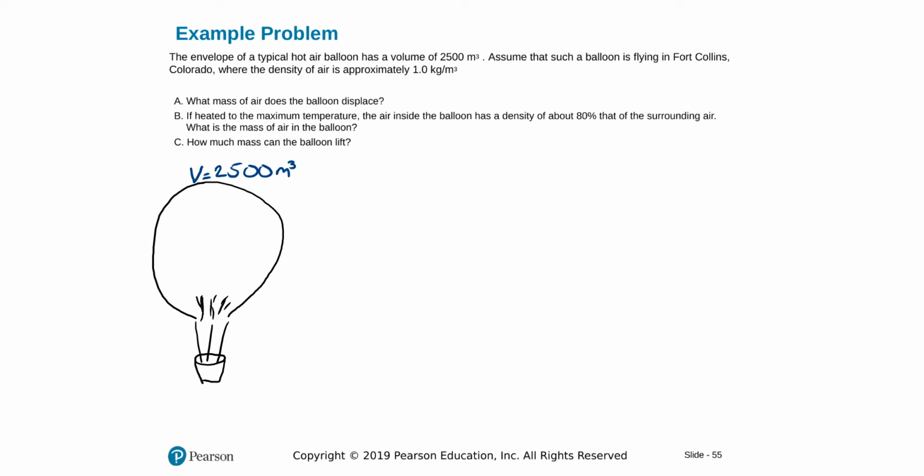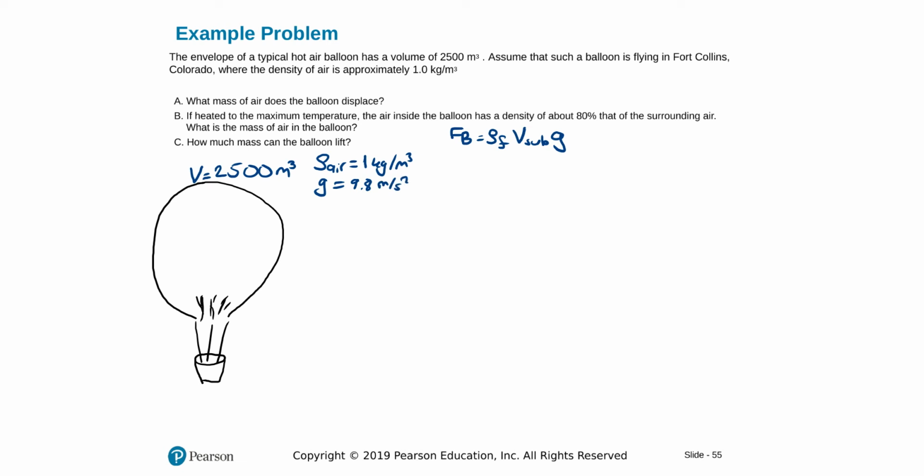Assume that such a balloon is flying in Fort Collins, Colorado, where the density of the air, so we know the density of the air here, that'll be our rho fluid, right? 1 kilogram per meter cubed. And I'm going to remember right away, a buoyancy force is defined as rho fluid times G times V submerged, the mass of the displaced fluid, and G as always is the acceleration due to gravity, 9.8 meters per second squared.